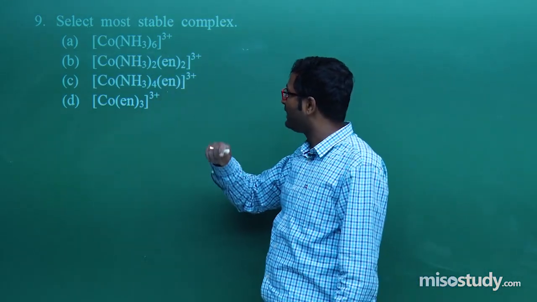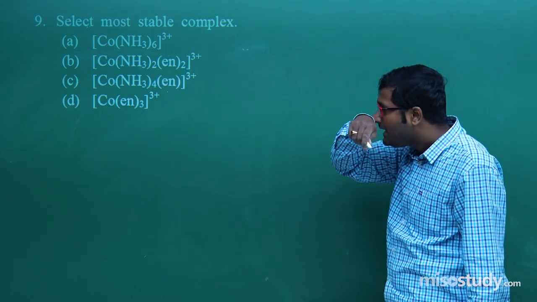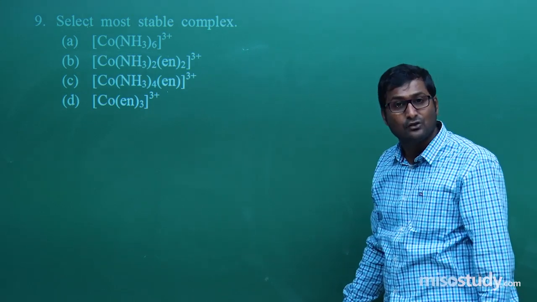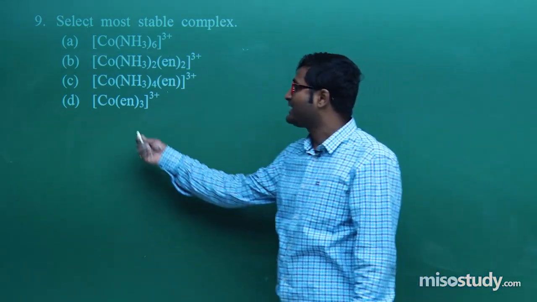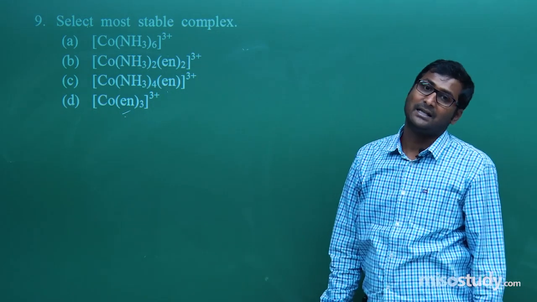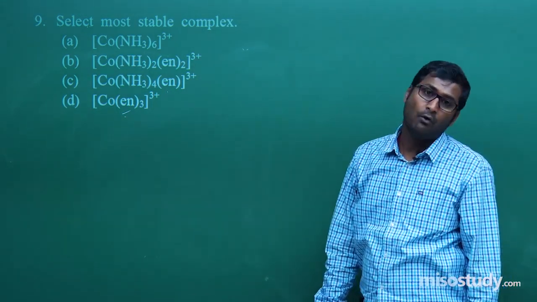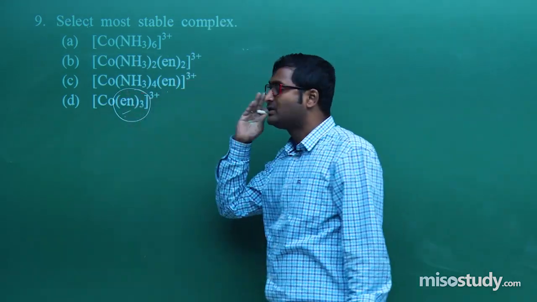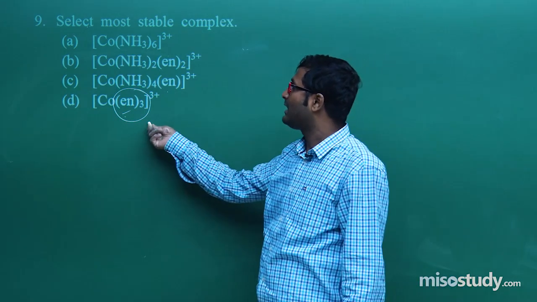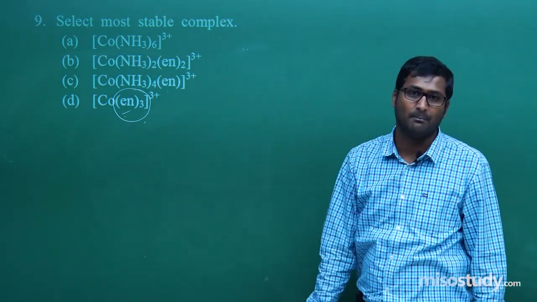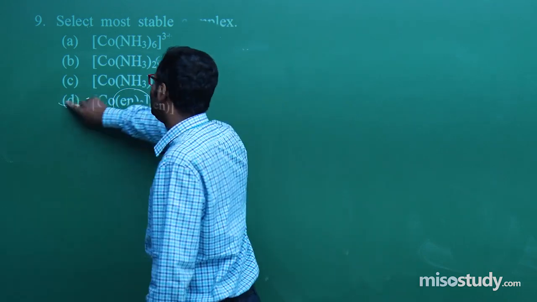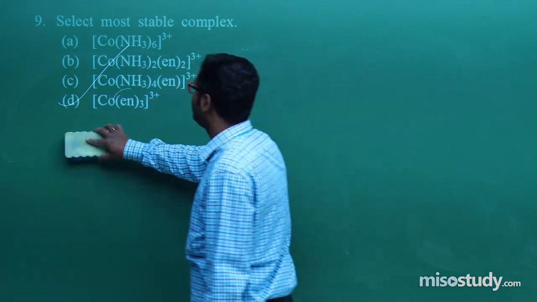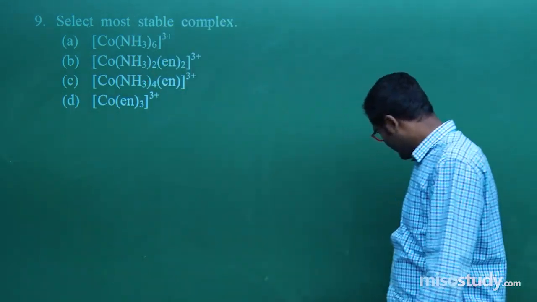And in the last case there is 3 en, that is, 3 bidentate ligands are attached. As I told you earlier, if there is more attachment of bidentate ligands, then more chelation, more is the stability. So in this case, due to the attachment of 3 bidentate ligands, this complex is the most stable complex. So for this question, D is the correct option. Clear? Now friend, I am going to rub this part and we'll discuss the next one.